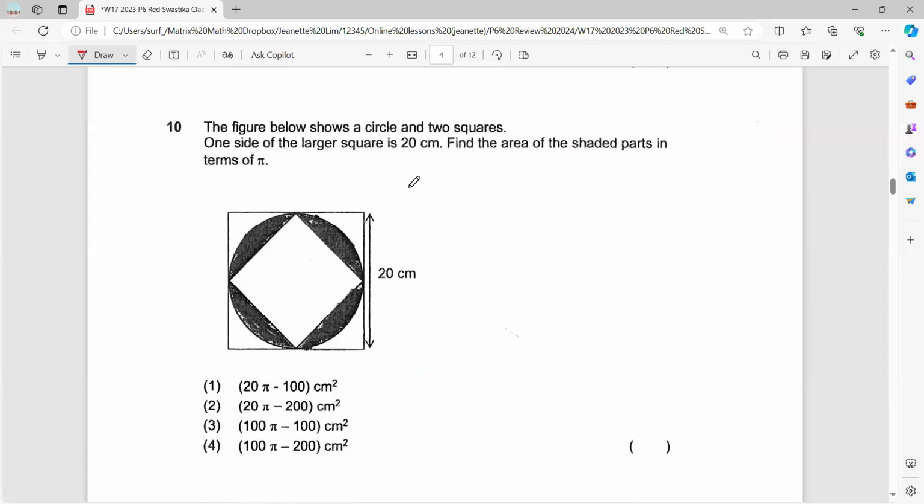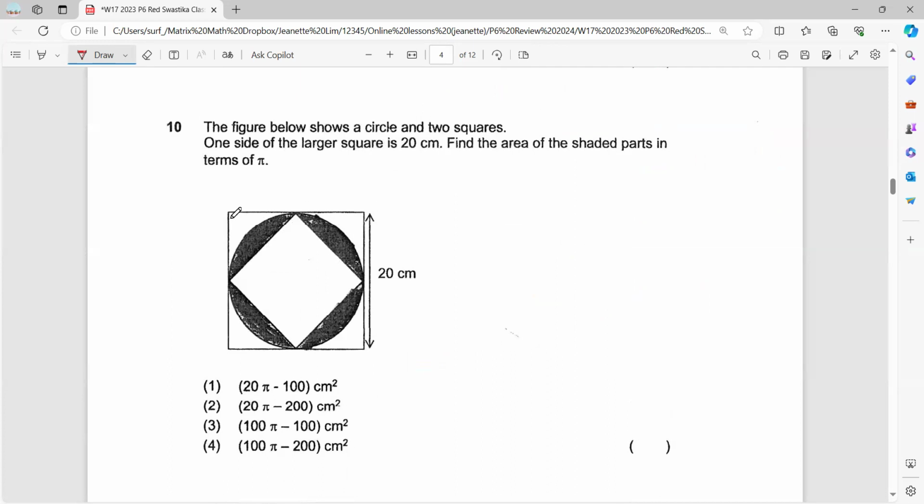Question 10, figure below shows a circle and 2 squares. So this is the big square and then this is the smaller one. One side of the larger square is 20 cm. Find the area of the shaded parts in terms of pi.